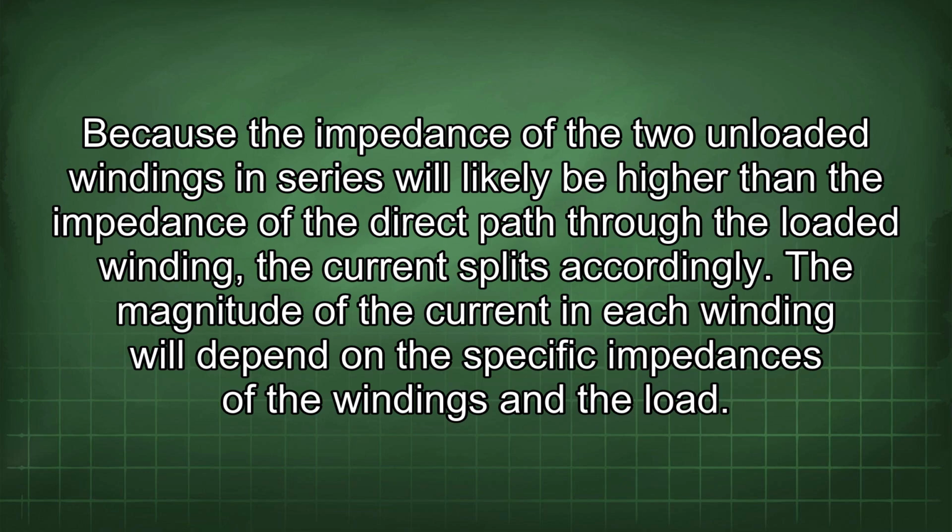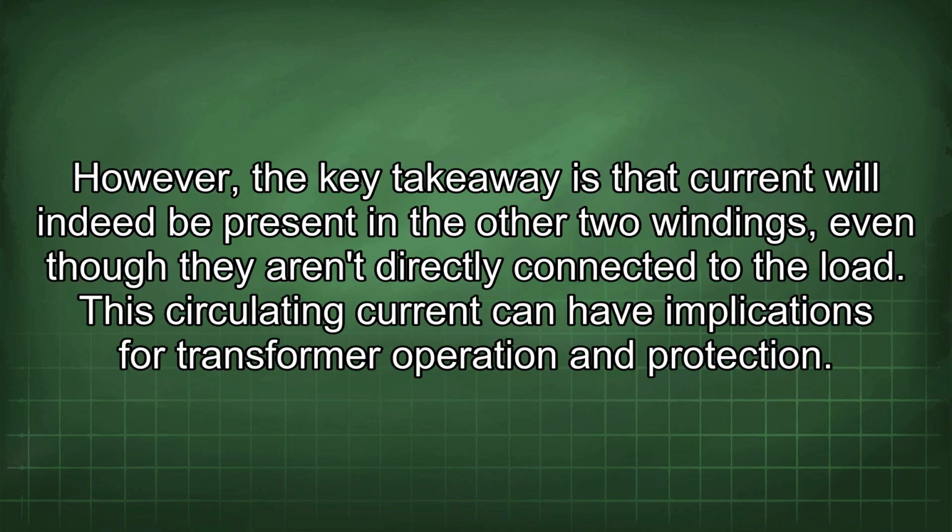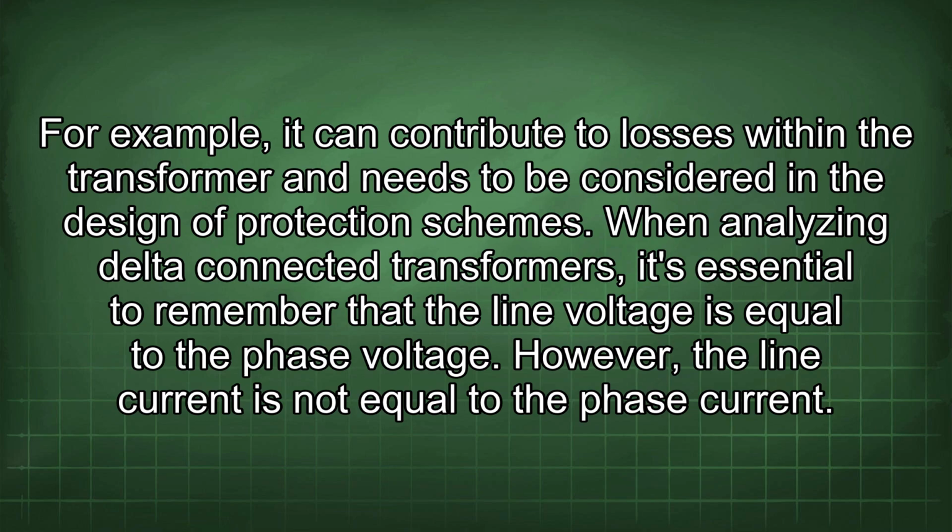The magnitude of the current in each winding will depend on the specific impedances of the windings and the load. However, the key takeaway is that current will indeed be present in the other two windings even though they aren't directly connected to the load. This circulating current can have implications for transformer operation and protection. For example, it can contribute to losses within the transformer and needs to be considered in the design of protection schemes.